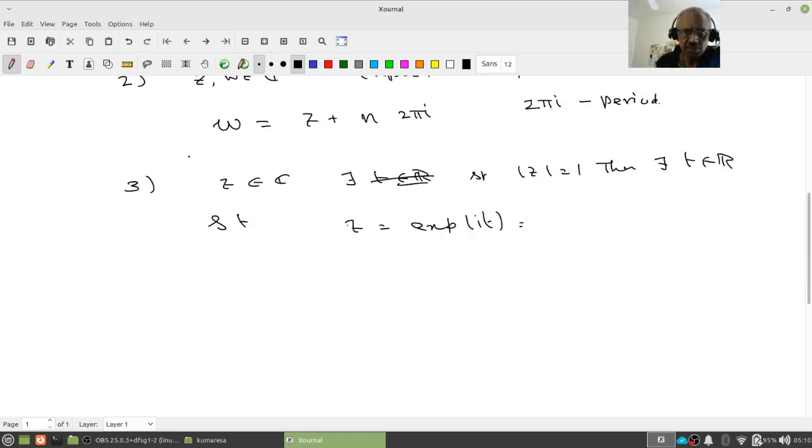And in particular, in view of 2, this means if I have z so that mod z is 1 and z equal to e power it, which is also equal to e power is, this means t minus s must be an integral multiple of 2 pi. No i, because i is already taken care of. This is in view of 2.